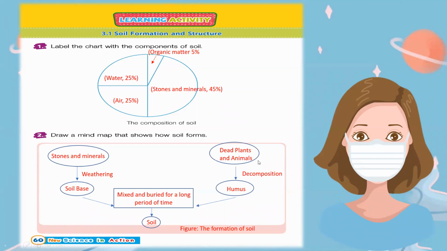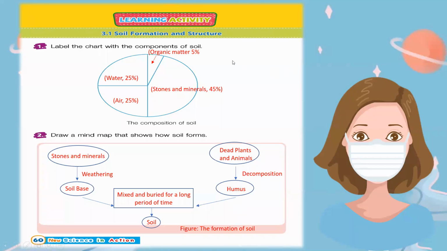And then the other part we already learned in our previous class. Dead plants and animals come towards humus. That's what we call decomposition. And similarly, the humus is also mixed and buried for a long period of time. So if the dead plants and animals are left for a long period of time, they will convert to soil. This is the figure you can see here on your screen, the formation of soil. Okay, students, you understand that?